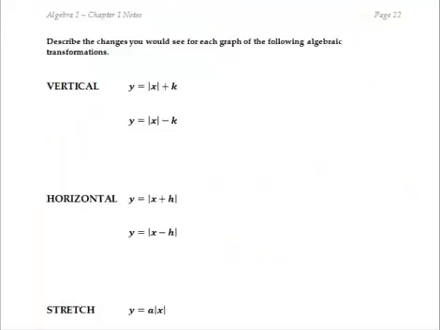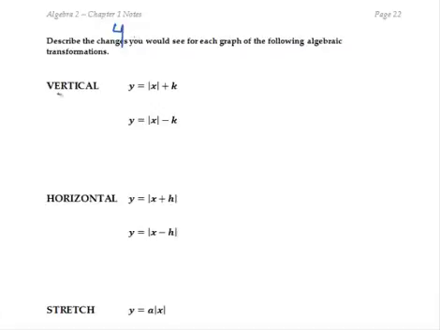So when we talk about the patterns, remember we said that there were 4 types of changes that you could see. There's vertical, which is up or down. There's horizontal, which is side to side. There's stretch, which we'll talk about in just a second. And then there's reflections at the bottom of this page.